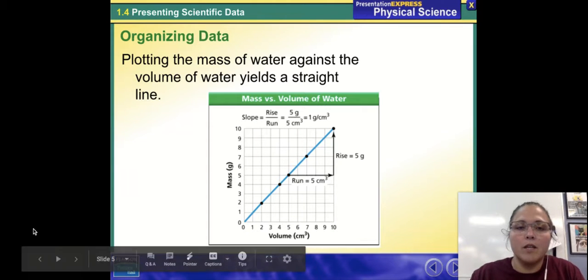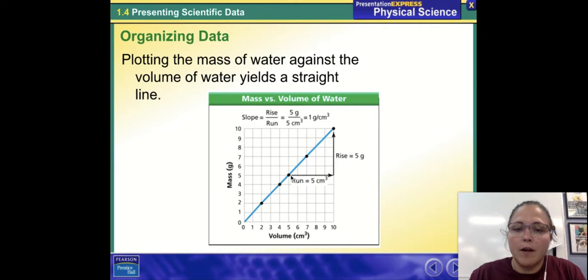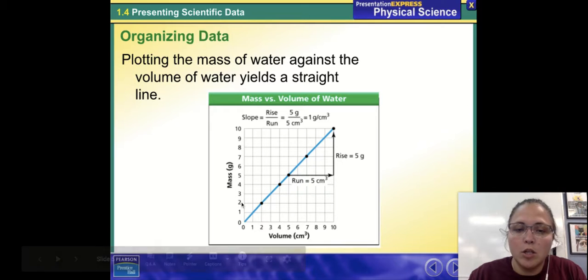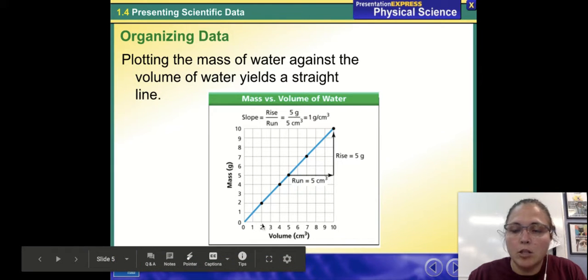So an example of this would be the rise, it's going up 5 grams for every 5 grams horizontally. You can look at rise over run by just looking at the data points. And so this one is at 2 divided by 2, and that's how you can calculate slope.